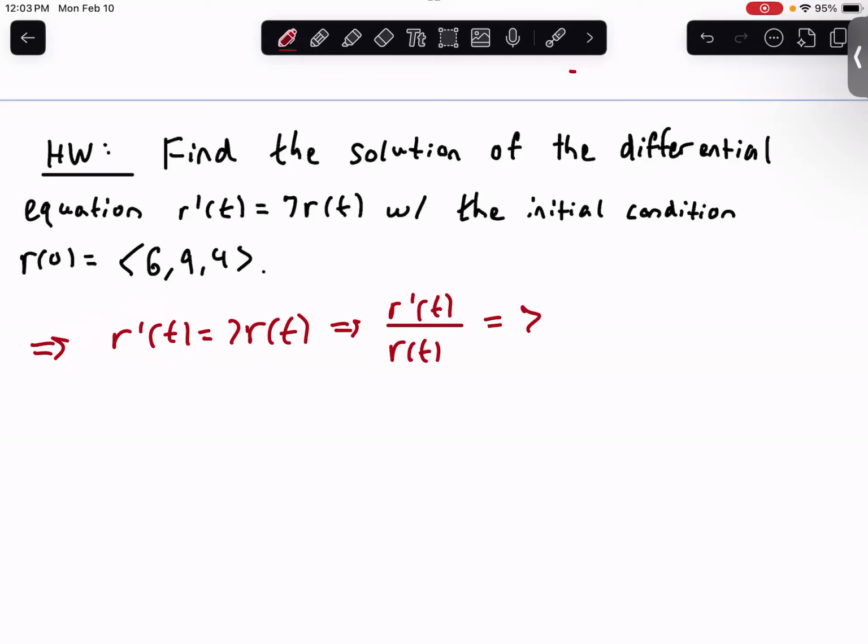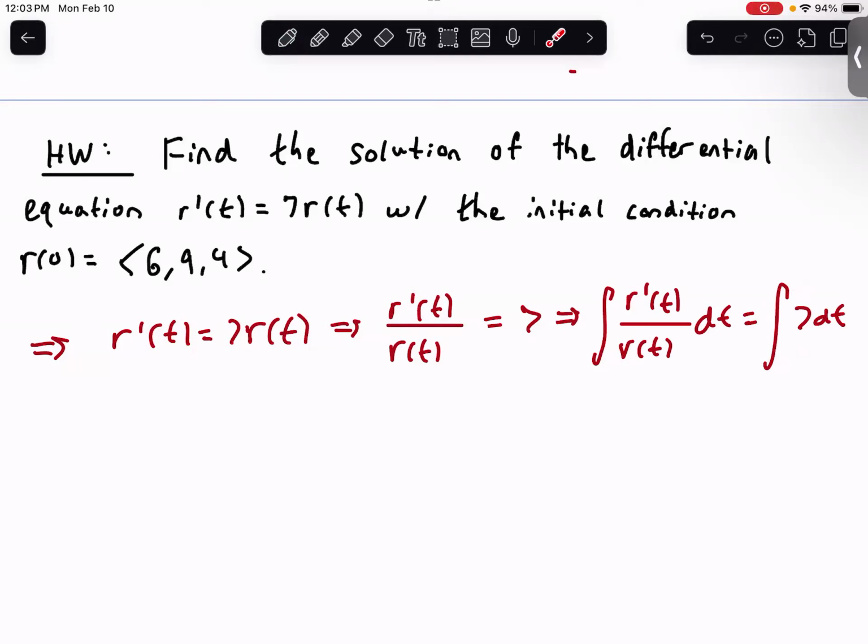is equal to 7. And then you want to integrate both sides with respect to t, right? So this is the integral of r prime of t over r of t dt is equal to the integral of 7 dt. And so to solve the integral, the one on the right is just going to be 7t plus some constant vector.